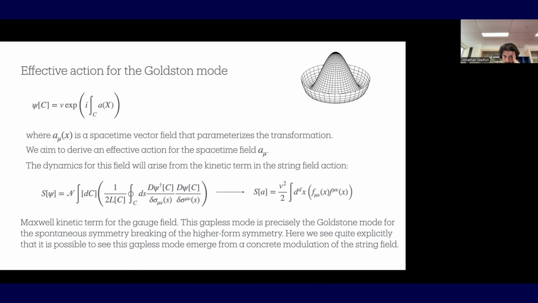That's what I mean by the modulation of the string field. It's really that you modify the phase, because that's where the Goldstone is. Okay.